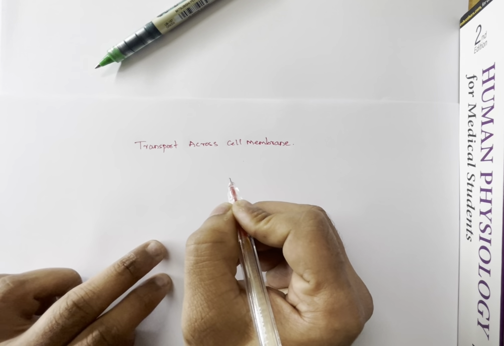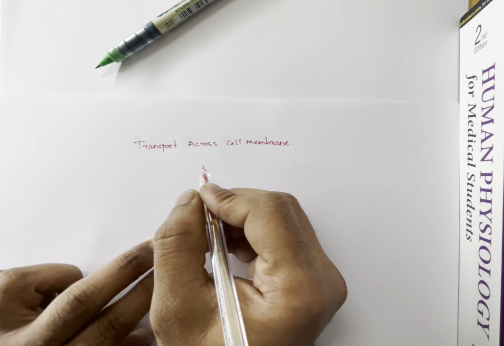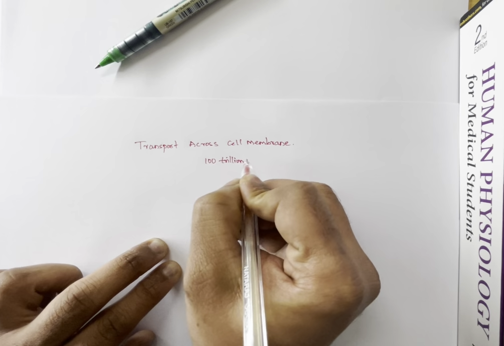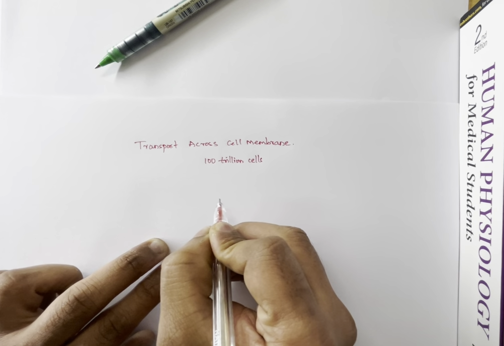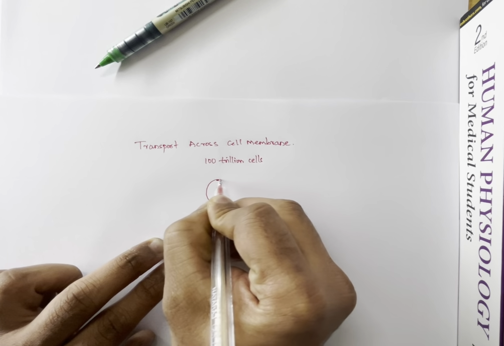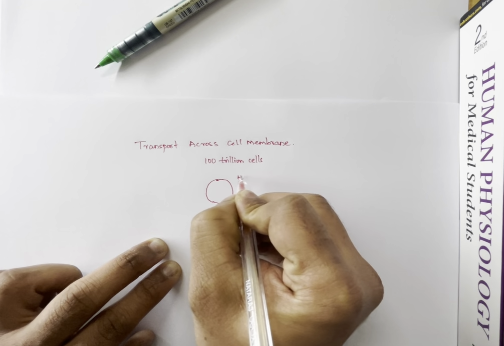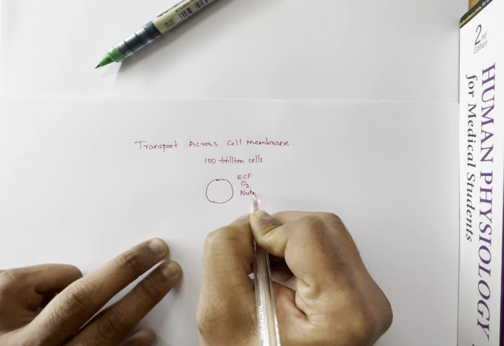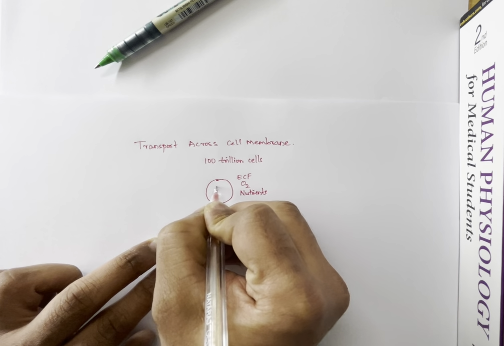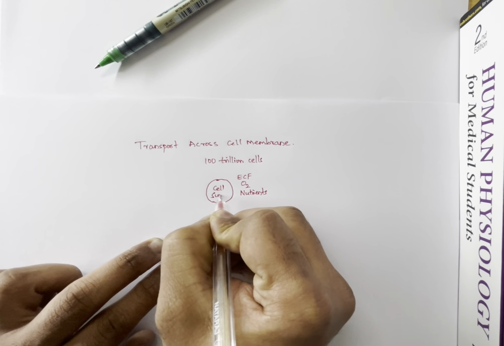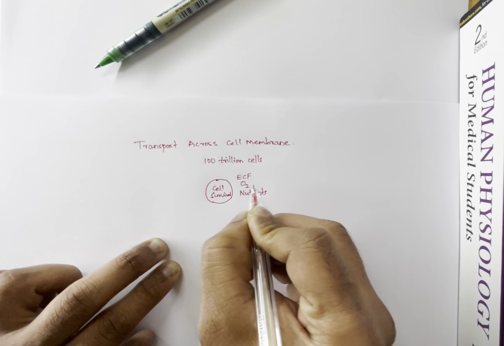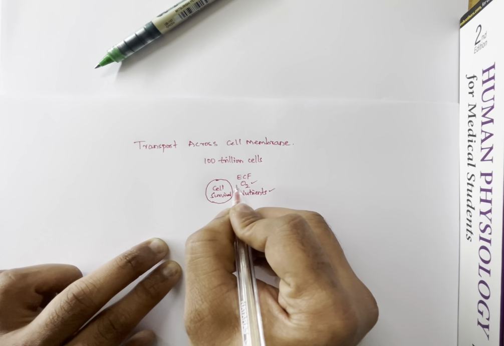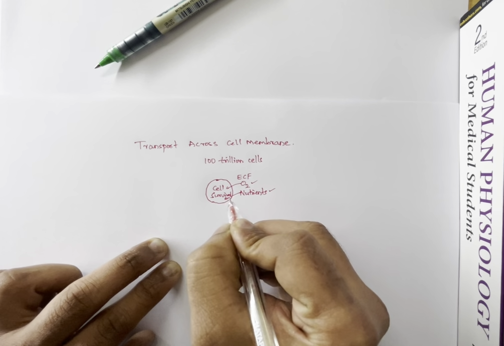The human body is made up of 100 trillion cells. The cells are dependent on extracellular fluid, oxygen, and nutrients for their survival. For cell survival, the cell needs oxygen and nutrients from the ECF. The cell picks up oxygen and nutrients from the ECF.